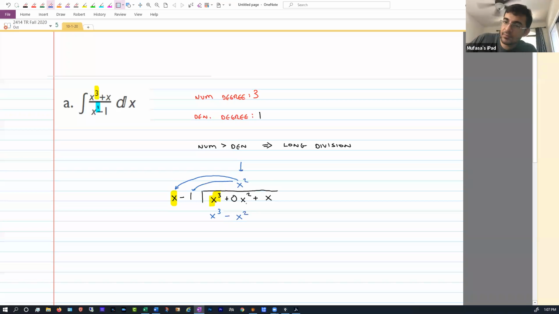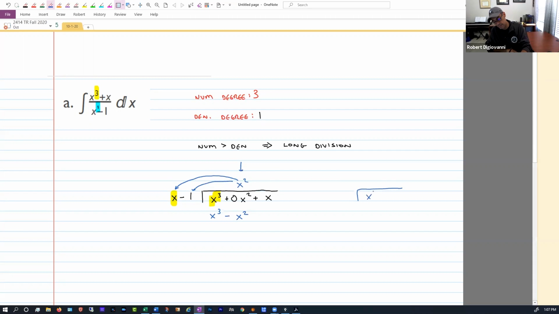We'll change the signs, but notice that 0x squared, that's why we have it, so that we have a place to put the x squared underneath it. If we didn't have that 0x squared, then when we did this multiplication, we got x cubed, we go here, but then when we get the negative x squared, where do we put it? You can't put it under the x because you can't combine those together. So that's why we have to have that 0x squared there.